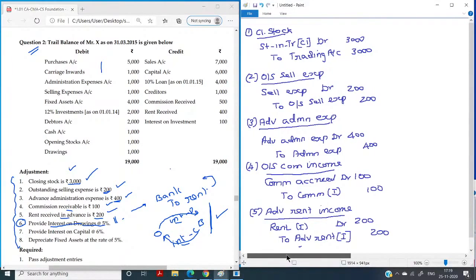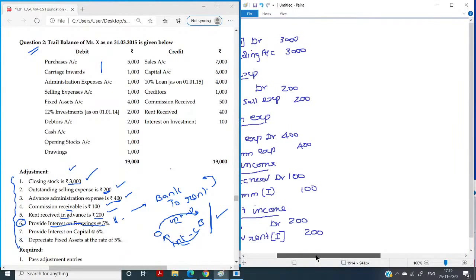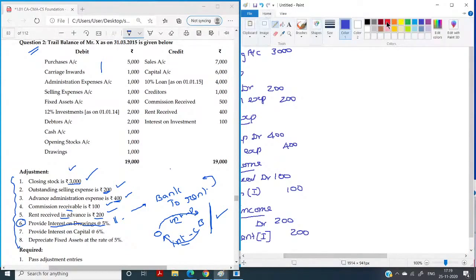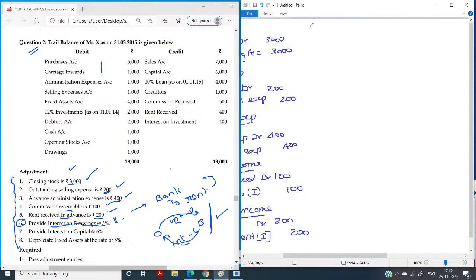I think you don't have any confusion up to the 5th. Now I'm proceeding with the 6th one. The 6th one is all about interest on drawings. As this is given in adjustment, we assume that the interest on drawings is still outstanding. So this is the income for the company, so it should be credited.